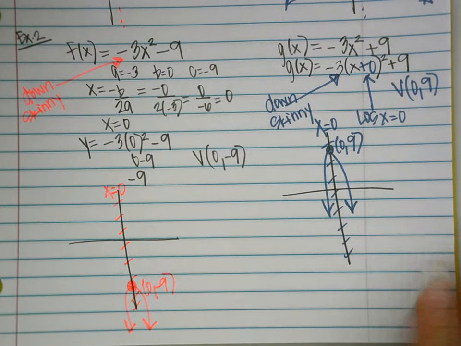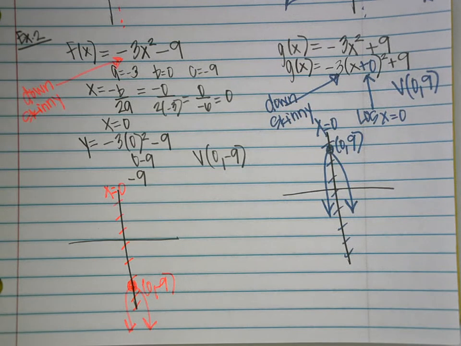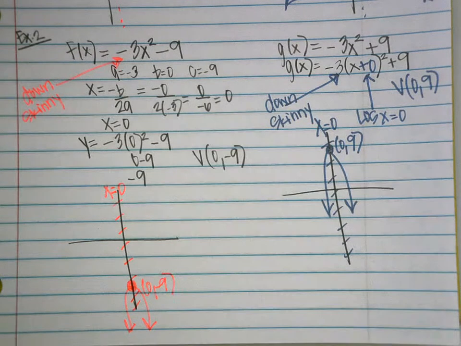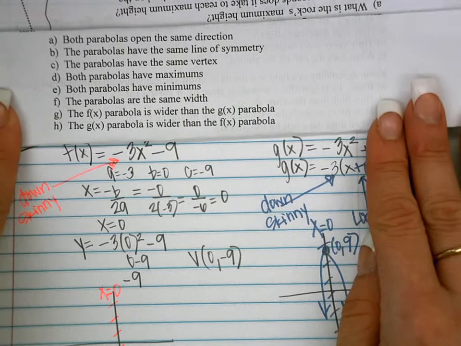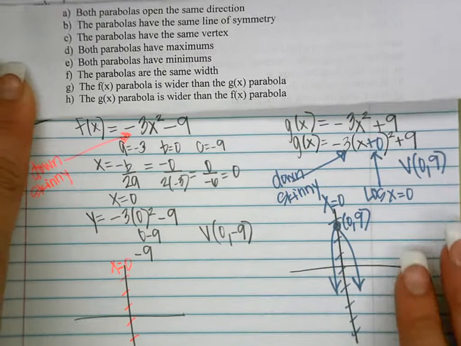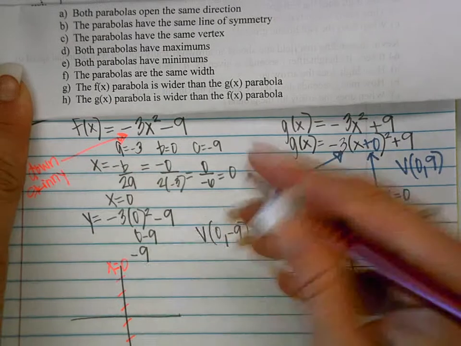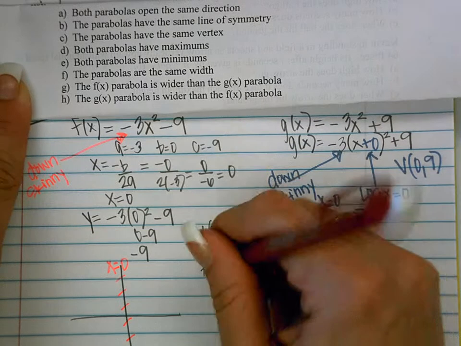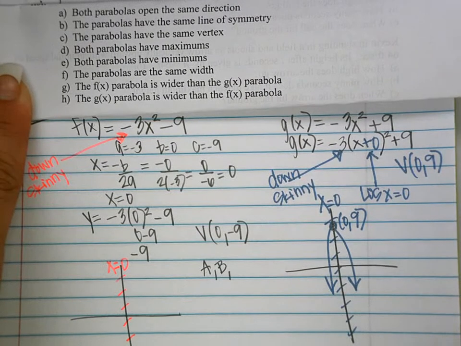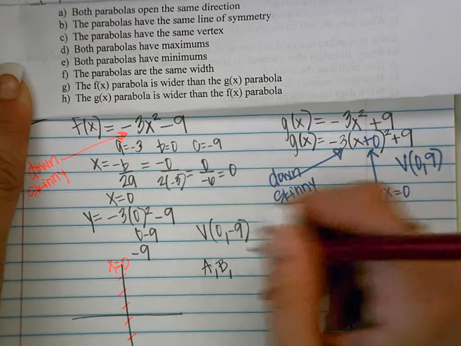Then you could look at those choices again and determine which of them would work. Okay, so which of these are correct? I'll just line them up here for you guys. If you look at both of these, is A true? Do both parabolas open in the same direction? Yes, so A is true. Both parabolas have the same line of symmetry? Yes, B is true. Both parabolas have the same vertex? No. Both parabolas have maximums? Yes. So D is true.